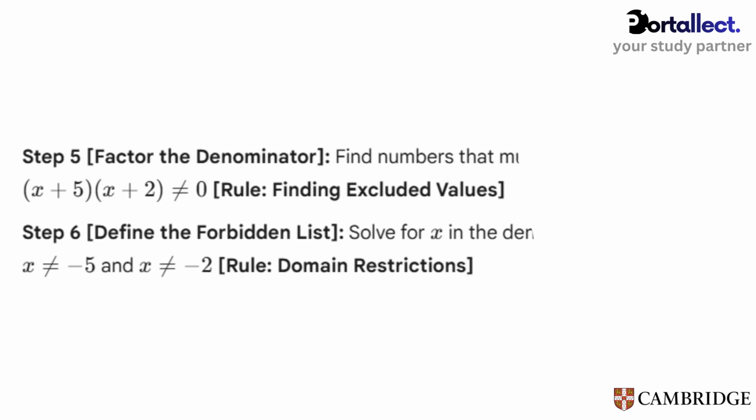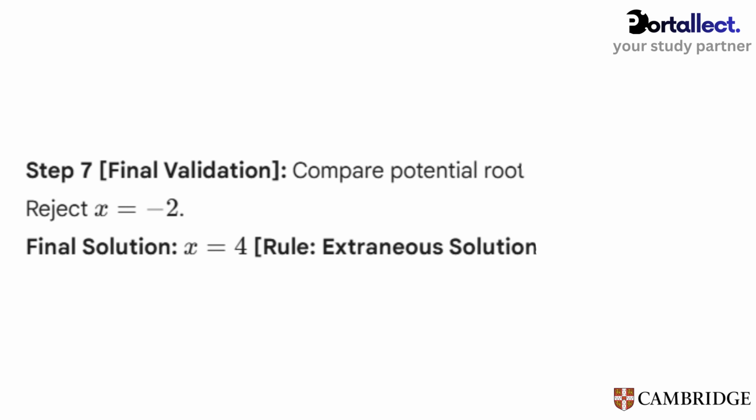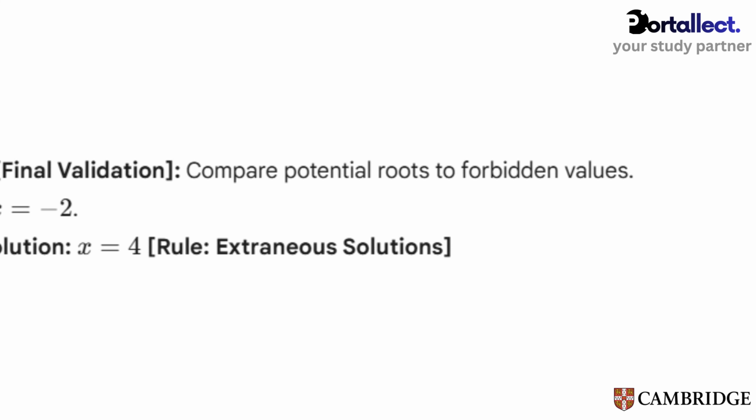This factors into (x + 5)(x + 2), telling us that x cannot be -5 and x cannot be -2. Now, look at our results. Our potential root of -2 is actually on the forbidden list. Because it makes the denominator 0, we must reject it as an extraneous solution. That leaves us with only one true, valid answer, x equals 4.